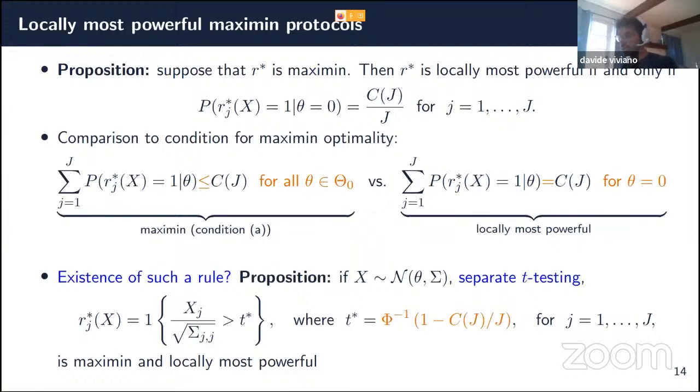Now, what we show is that if X is Gaussian with some mean theta and some covariance matrix sigma, separate t-testing, that is what I just discussed before, where we look at our, say, OLS estimate and then rescale by the standard error, greater than or equal to a threshold, is both max-min optimal and also locally most powerful. That is the most powerful thing that you can do in the class of max-min optimal decisions, where the threshold needs to be chosen appropriately. In particular, the threshold will depend on the cost of running the experiment and also the number of treatment arms.